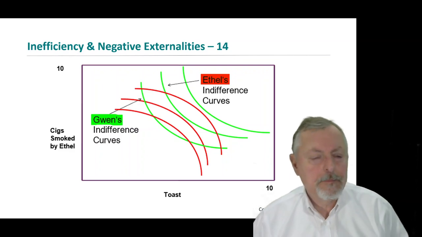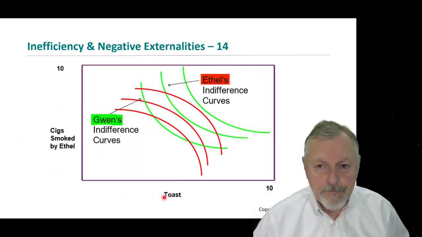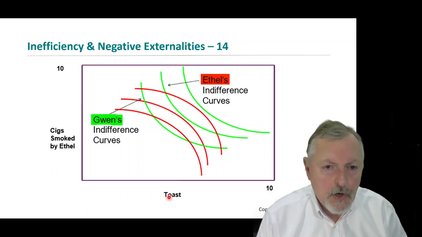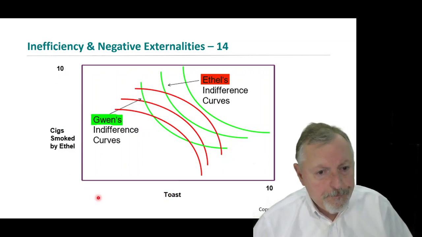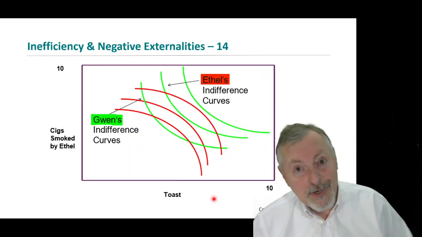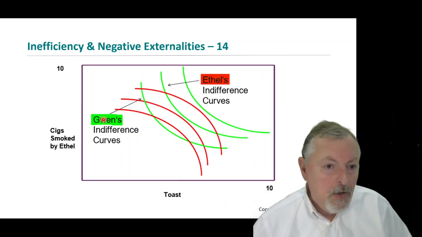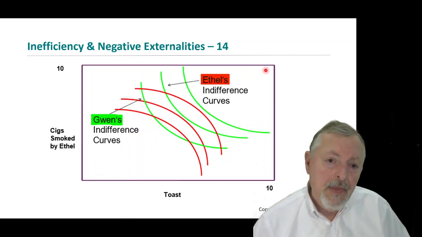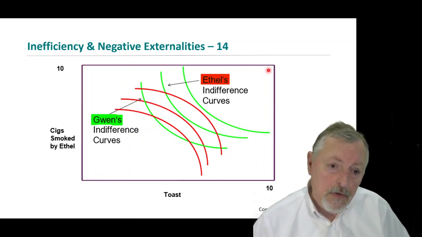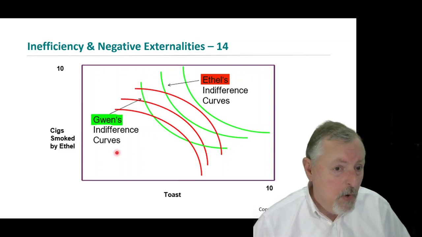Different people, but it was a nice diagram because it's already color-coded. It's fairly simple. Cigarettes, and instead of money, it's toast. Okay. Gwen, the smoker, has these green indifference curves, so Gwen is happier going that way. Ethel has the red indifference curves. She's happier going that way.